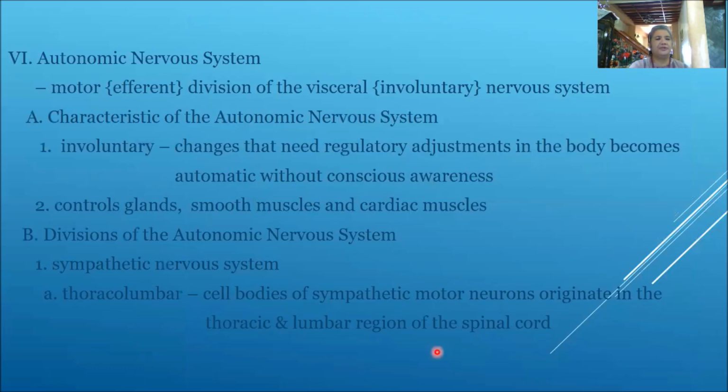We go to the autonomic nervous system. This is the motor division of the visceral nervous system. The characteristic of the autonomic nervous system is it is involuntary and it makes regulatory adjustments that the body needs, and becomes automatic without conscious awareness. So it will control the glands, the smooth muscle, and the cardiac muscle.